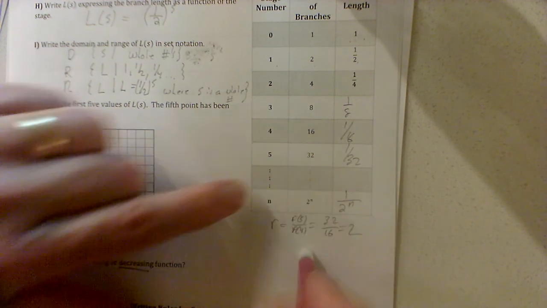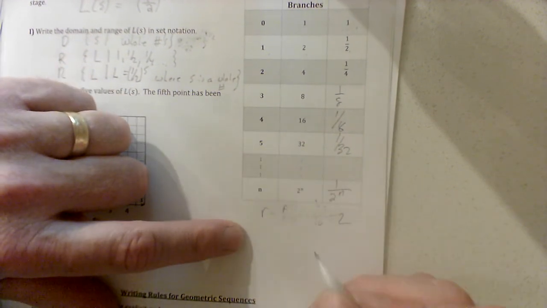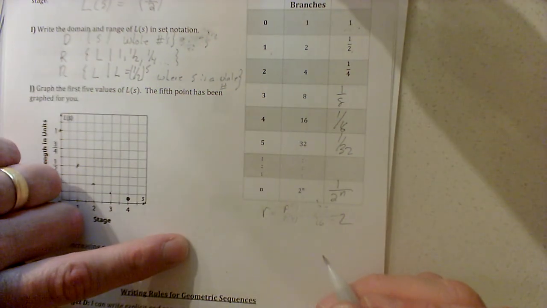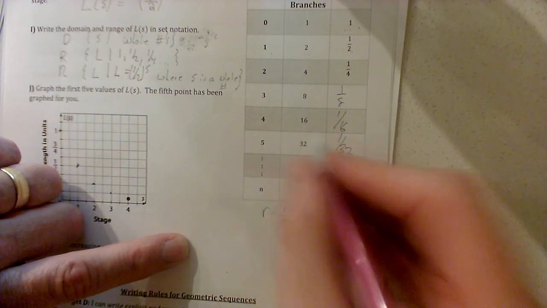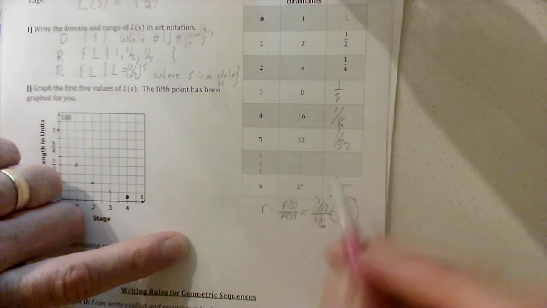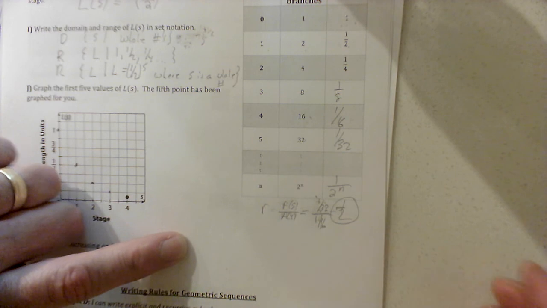I'm sorry, I did that backwards. F of 5 divided by f of 4 equals, instead of 32, that's 1/32 divided by 1/16, which gives us 1/2. I used the wrong column here. And you can see how that's how we get a ratio, right? The first ratio was 32 divided by 16, 2. The second ratio, for the L of S equation, the length of the branches, is 1/2. And there it is. First 2 pages.